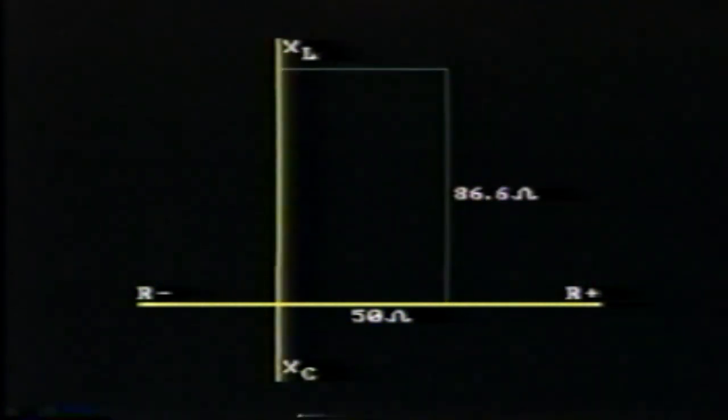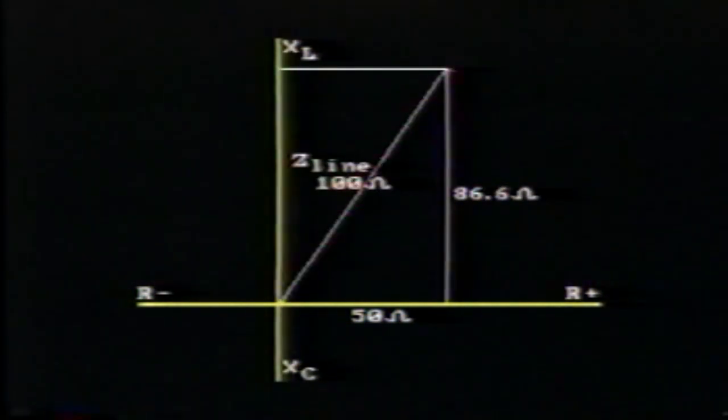Plotting resistance and reactance, we find that the total impedance comes to 100 ohms, and it is at an angle of 60 degrees from the reference vector.